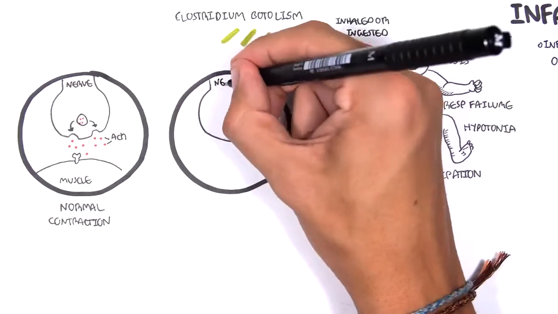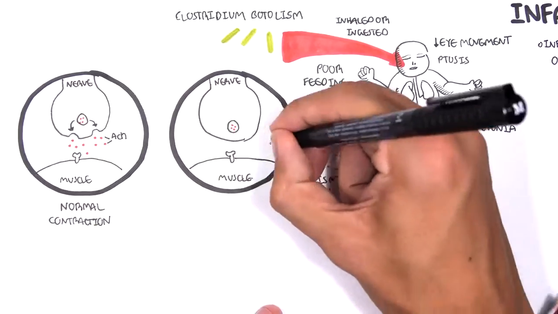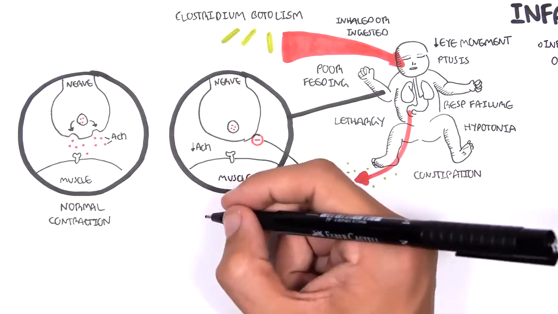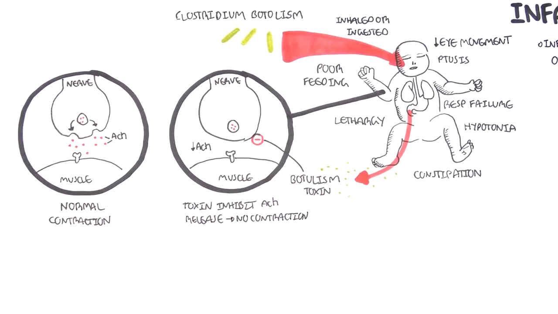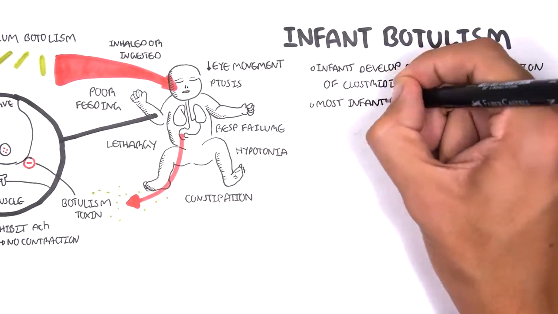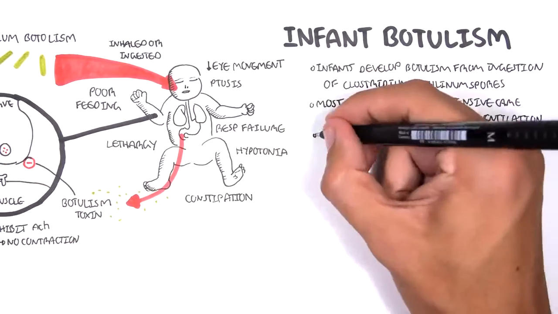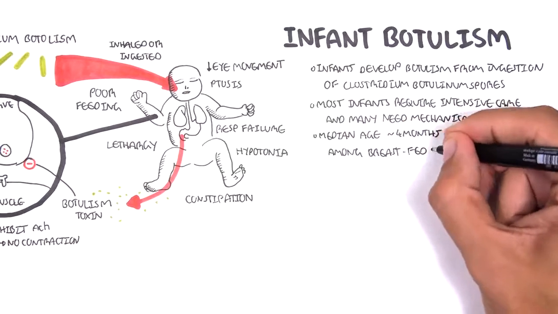In infant botulism, the nerve is unable to release acetylcholine because the botulinum toxin inhibits acetylcholine release from the nerve cells. Because there is no acetylcholine being released into the synaptic cleft, there is no acetylcholine that can bind onto receptors on the muscle fibers, causing no contraction of the muscle, and so we get weakening of the muscle. Most infants require intensive care and many need mechanical ventilation. Median age is about 4 months, and this infection is more common among breastfed infants.